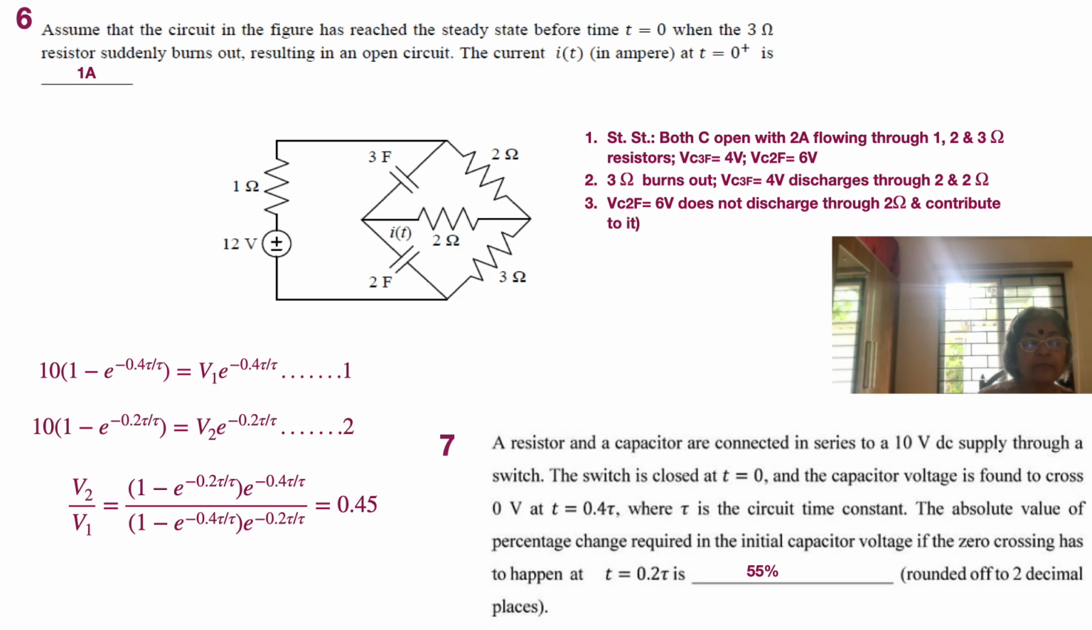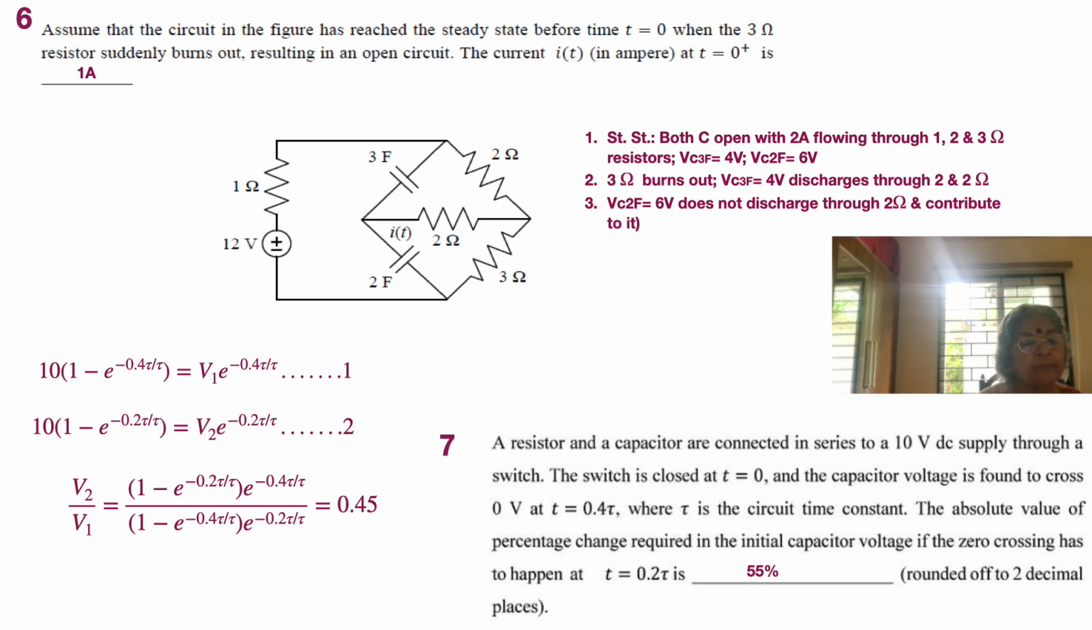So the current will flow from the 12 volt source through a 1 ohm, 2 ohm and 3 ohm, that is 3 into 5, 6 ohm. Okay, clearly we are going to have 2 amps, and so 2 amps will create 4 volt across the 3 farad capacitor, and 2 into 3, 6 volt across the 2 farad capacitor. Okay, so this is the initial condition.